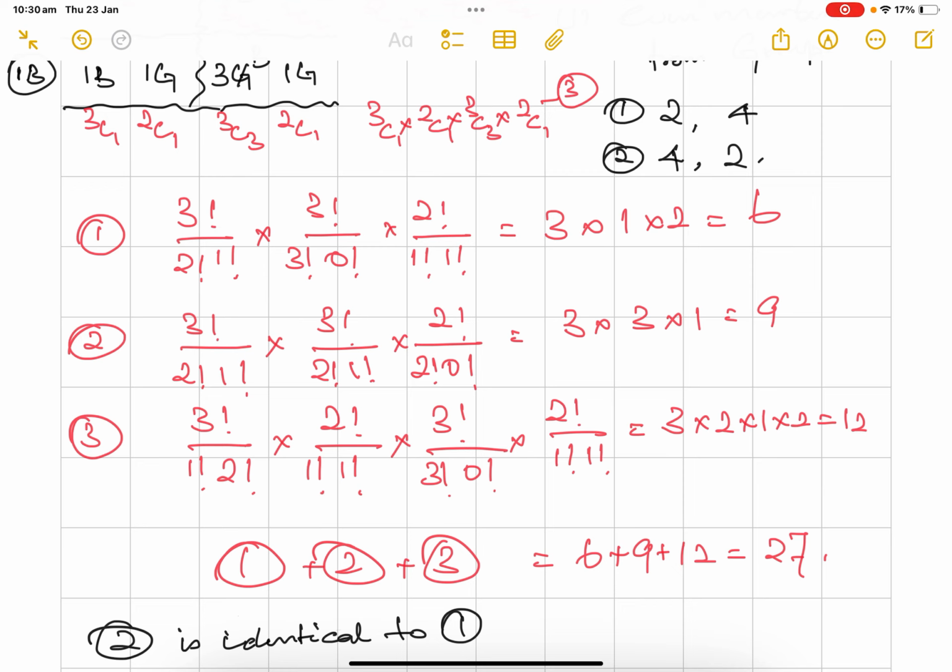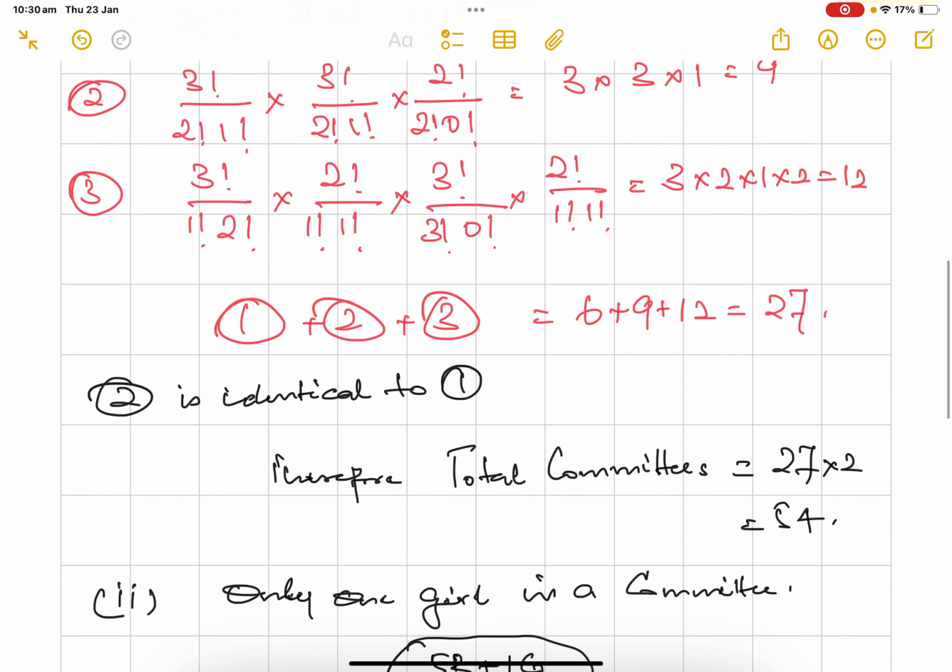So these are the 3 ways of selection, and we have found the number of ways we can select or make the committee. The first one, 6 ways of doing it, then 9 and 12. If we add them together, 6 plus 9 plus 12 is 27. This is when we take 2 from the first group, then 4 from the second group.